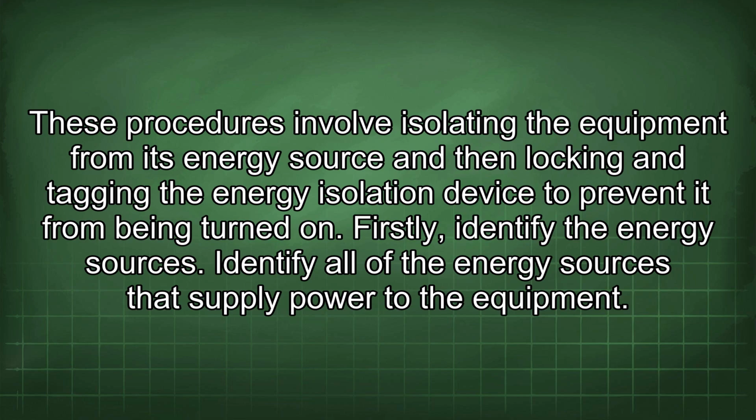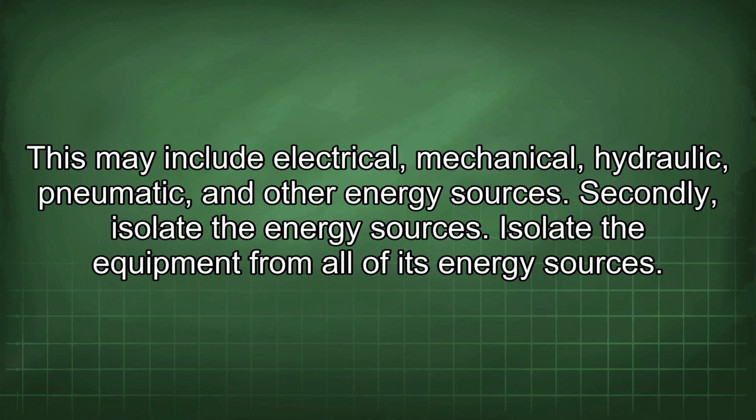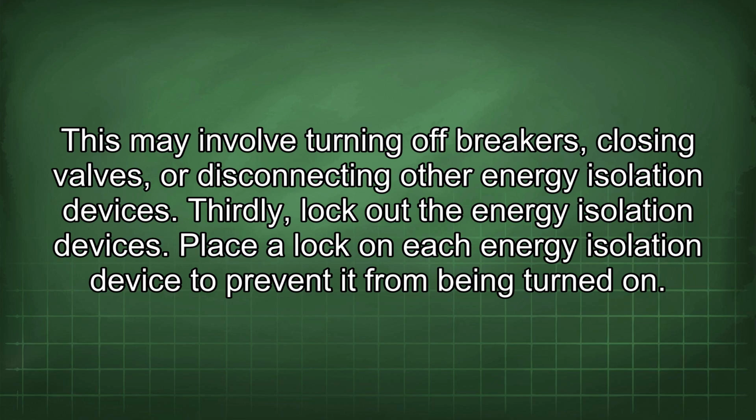Firstly, identify the energy sources. Identify all of the energy sources that supply power to the equipment. This may include electrical, mechanical, hydraulic, pneumatic, and other energy sources. Secondly, isolate the energy sources. Isolate the equipment from all of its energy sources. This may involve turning off breakers, closing valves, or disconnecting other energy isolation devices.